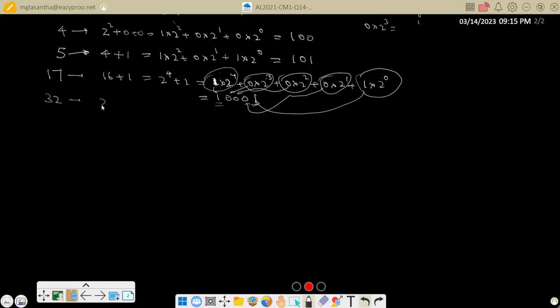32 is actually 2 to the power of 5, no? Right? 2 to the power of 5. So 2 to the power of 5 means 1 into 2 to the power of 5. Then 0 into 2 to the 4, 0 into 2 to the 3, plus 0 into 2 to the 2, 0 into 2 to the 1, 0 into 2 to the 0. So this equals 1, 0, 0, 0, 0, 0. Tell me any other numbers.